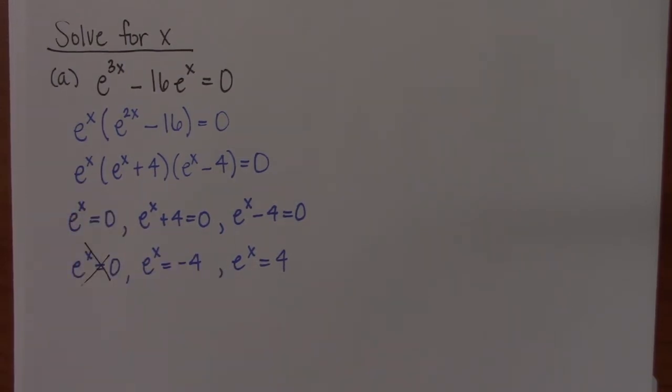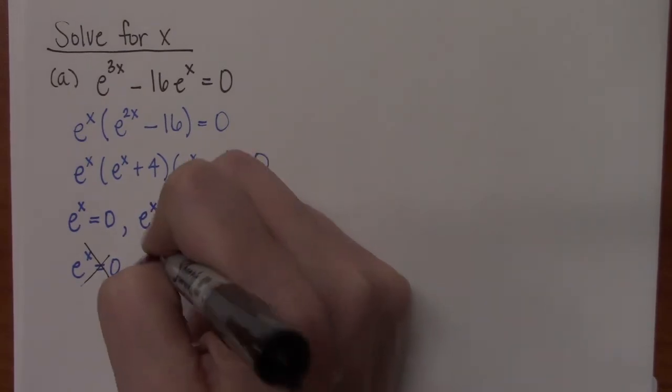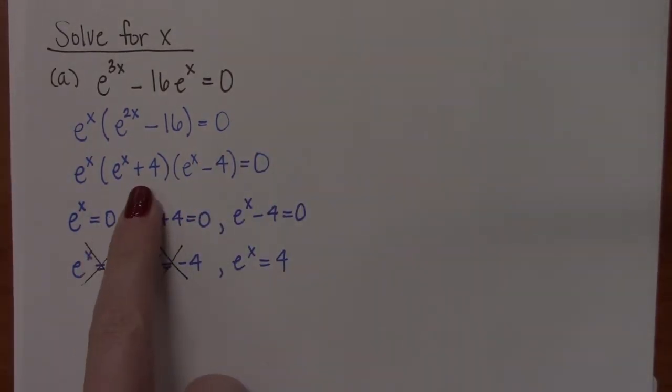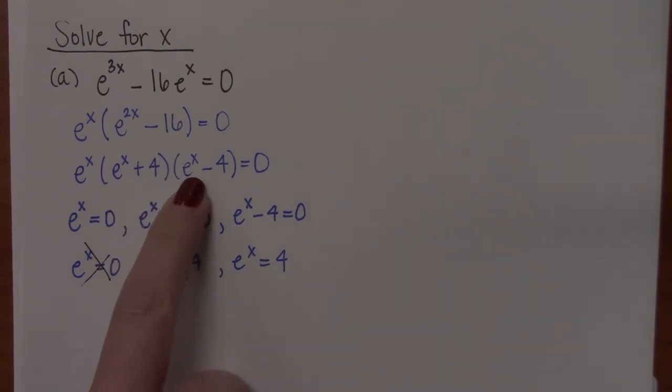Then we have e to the x equals negative 4. Well, that's also false because the range of e to the x is 0 to infinity. E to the x can never be a negative value, right? So this is also false. So this is telling me that this piece of the equation can never give me a 0, no matter what x I plug in. So now it's all up to this guy, okay?